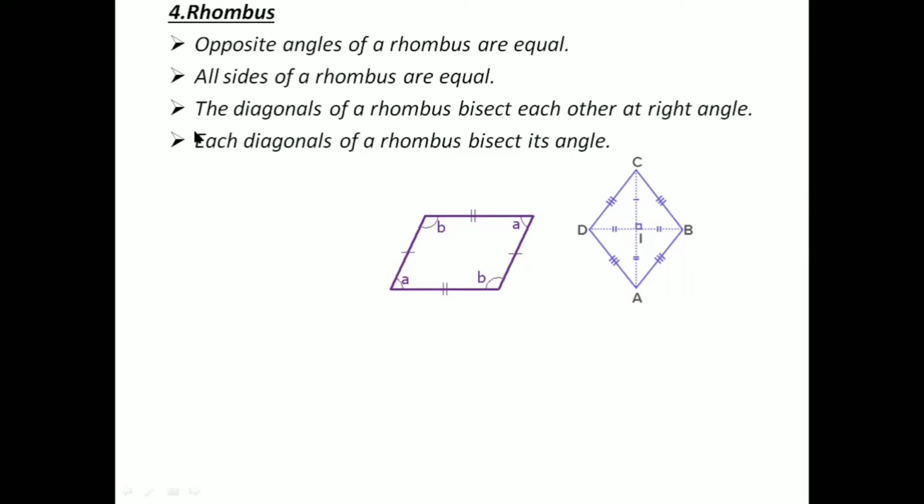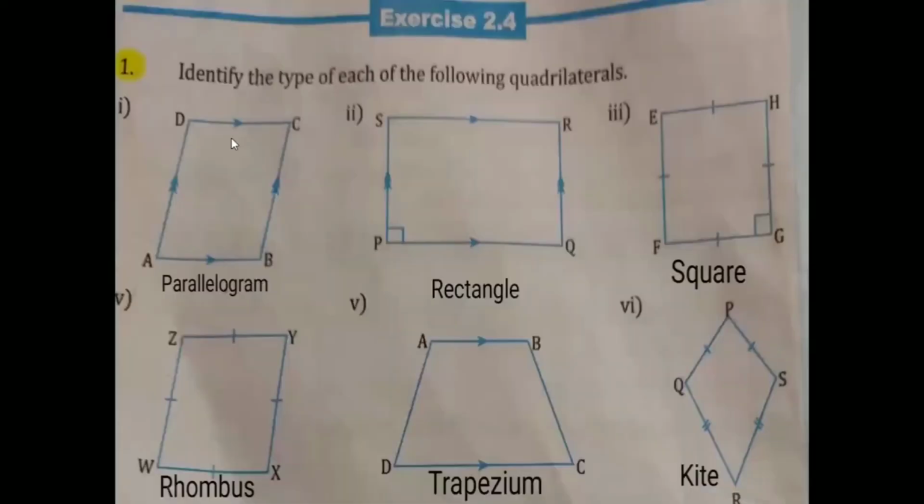Okay, and each diagonal of the rhombus bisects its angle. Means here also, when you draw the diagonal here, and whatever is the angle here, suppose it is 40 degrees, what will be here? 20 degrees, 20 degrees. If it is 80 degrees, then it will be here 40 degrees, 40 degrees. They will bisect the angle of the rhombus. Okay, each diagonal of the rhombus bisects its angle. Now let's move to the next slide, and here is the figure.